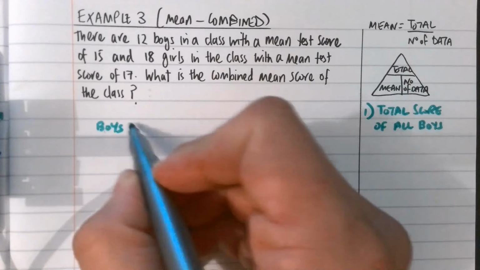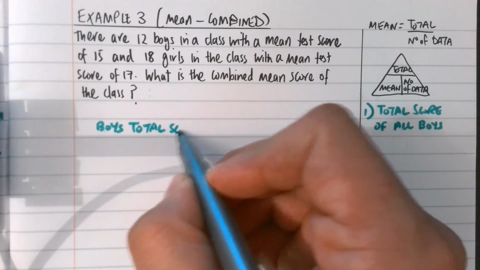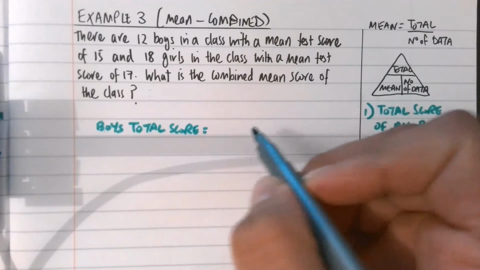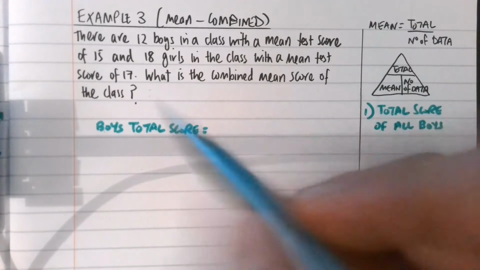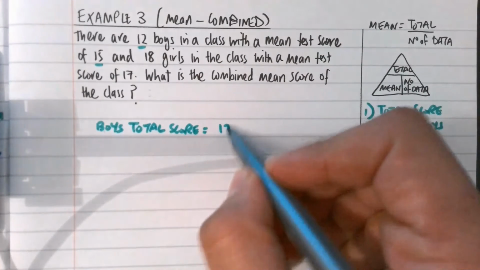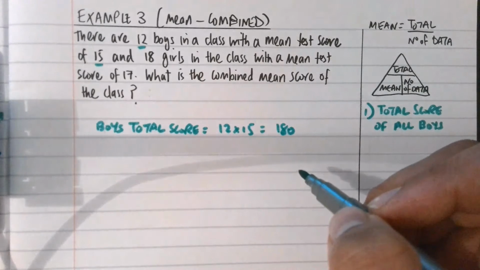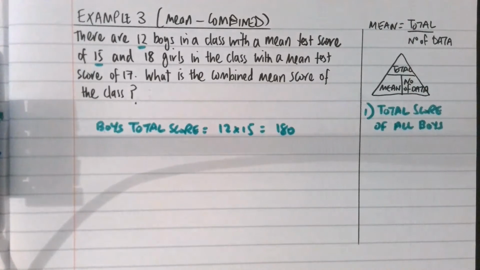So the boys' total is going to be given by, if we look at our triangle, the total is going to be mean times the number of data. Right, so we've got 12 boys, that's the number of data, times the mean, which is 15, so that's going to be 180.